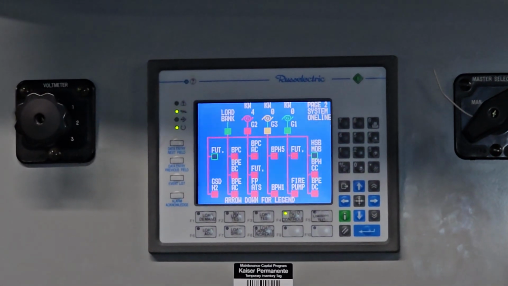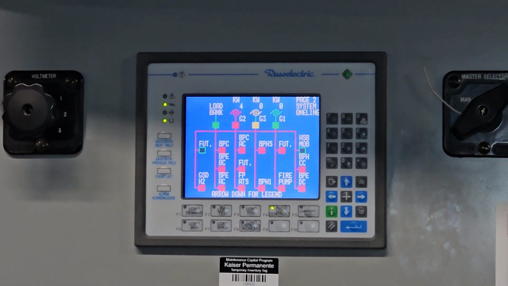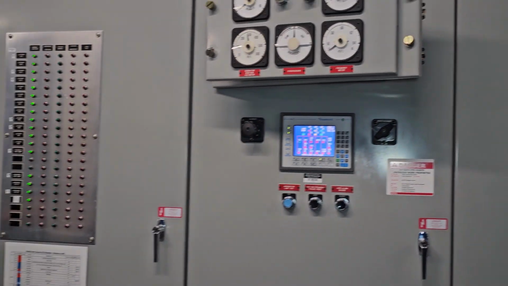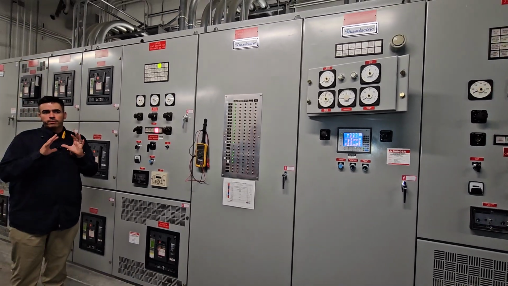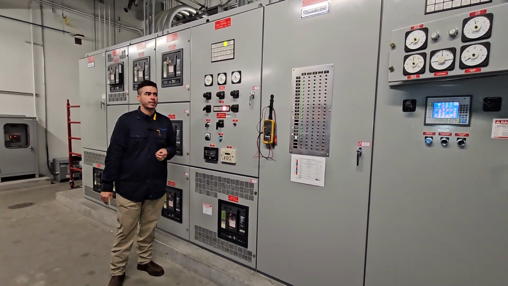If we go to the ATS, we can see that emergency power is available at the ATS at this point. But there is no transfer because we haven't told the ATS to transfer. The ATS will only transfer if it loses power or if we tell it to transfer, right?